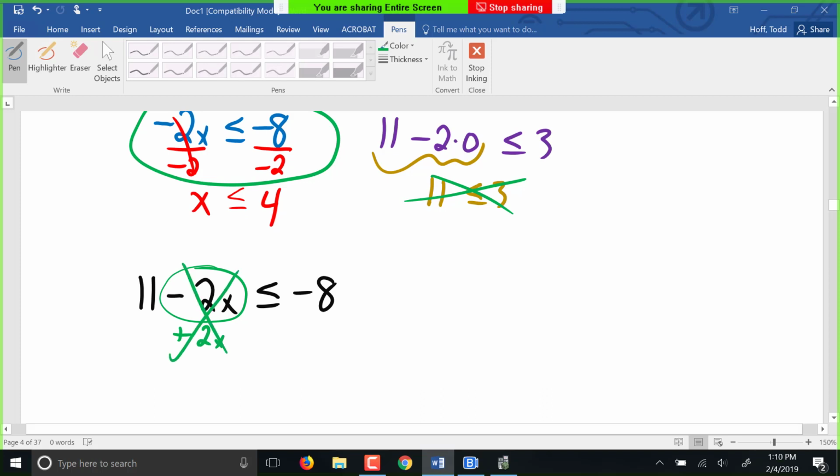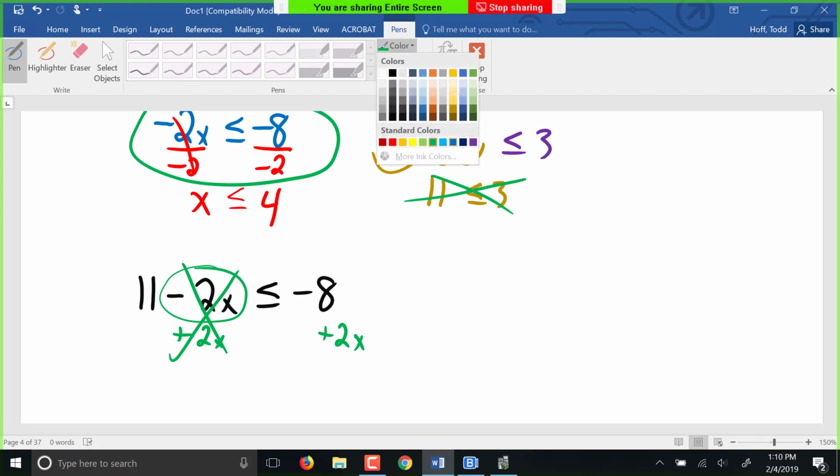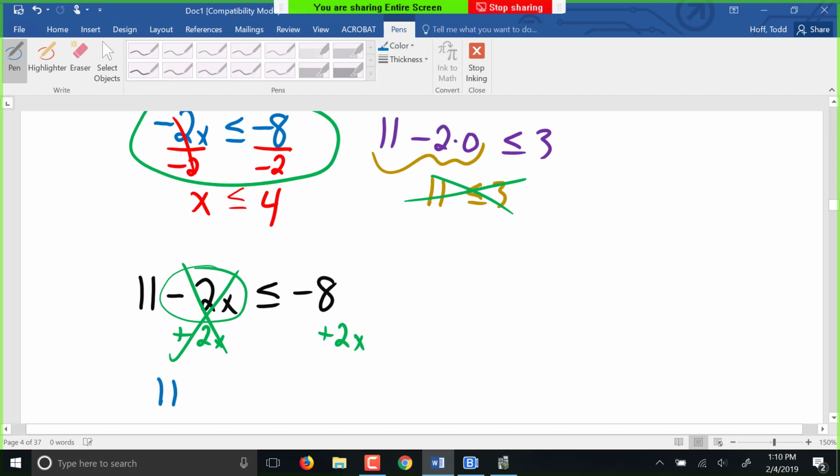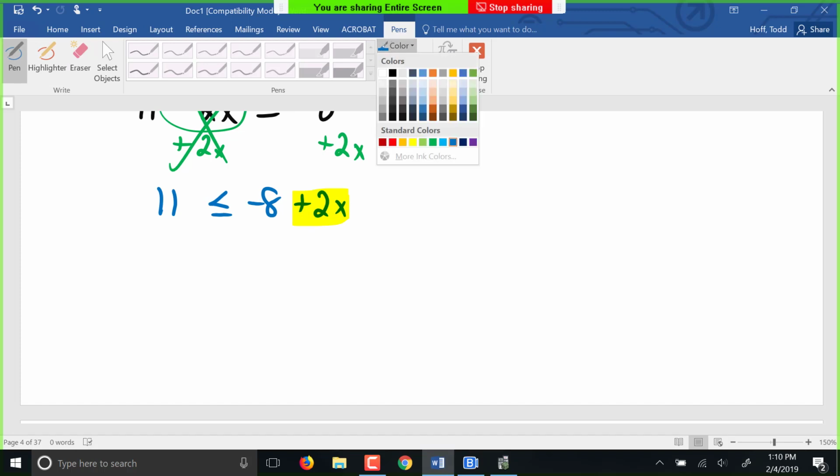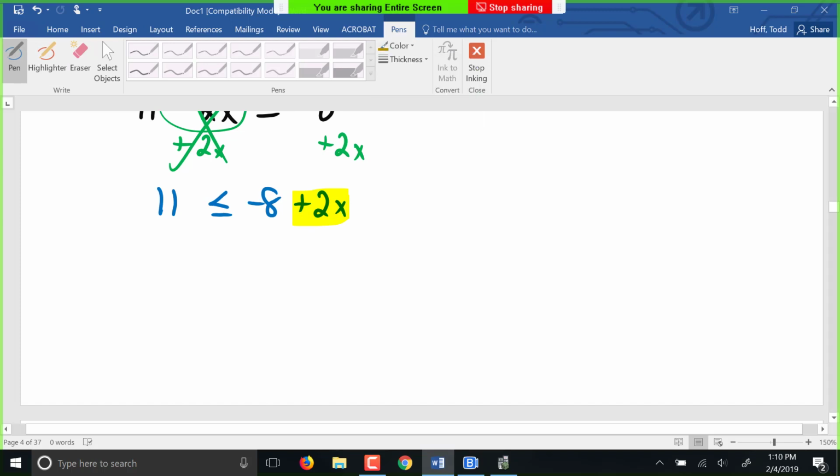But what do we have to do if we add 2x on the left side? Add 2x on the right side. So that's going to give us 11 is less than or equal to negative 8 plus 2x. Now, the variable and its coefficient are positive. To solve this, what would we do first? Add 8.